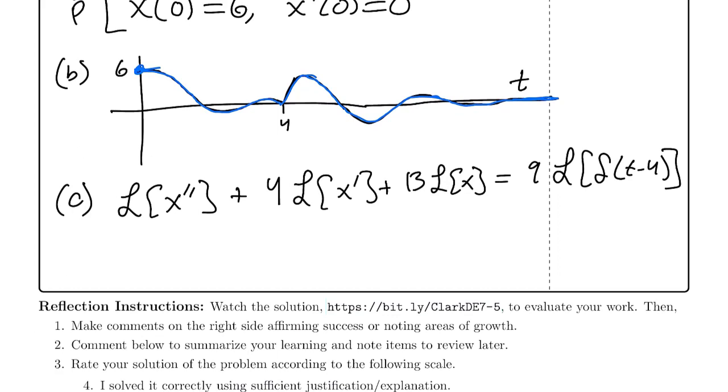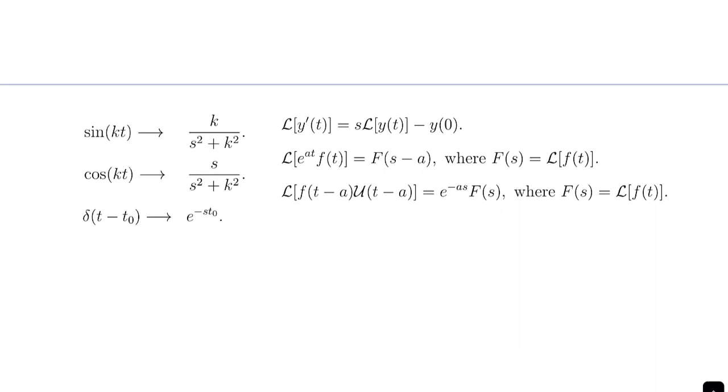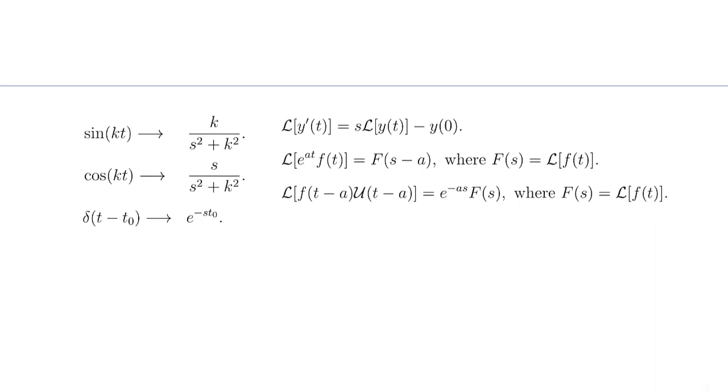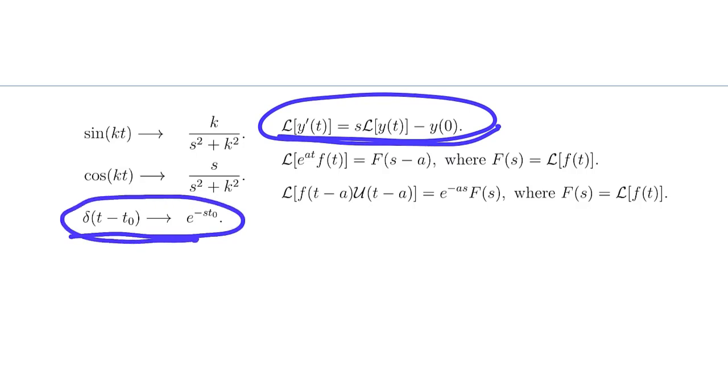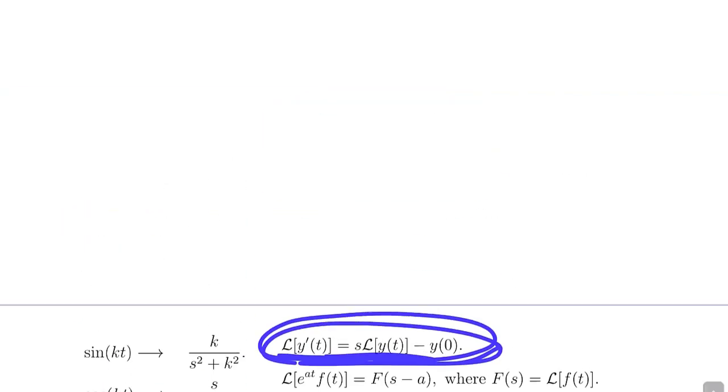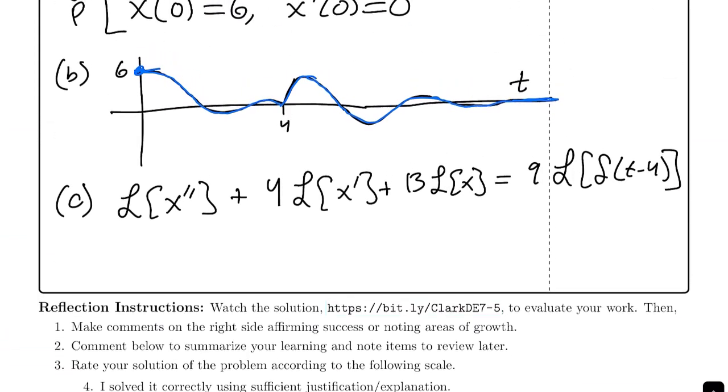And then I can start working this out using, first, this formula right here. I'm going to need the Laplace transform of the Dirac, that's e to the minus s t naught. In this case, t naught is 4, but mainly we need that formula right there. So we will use that here.